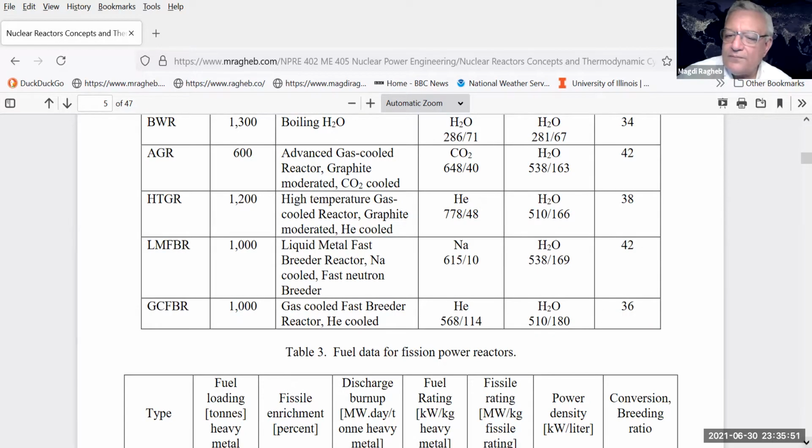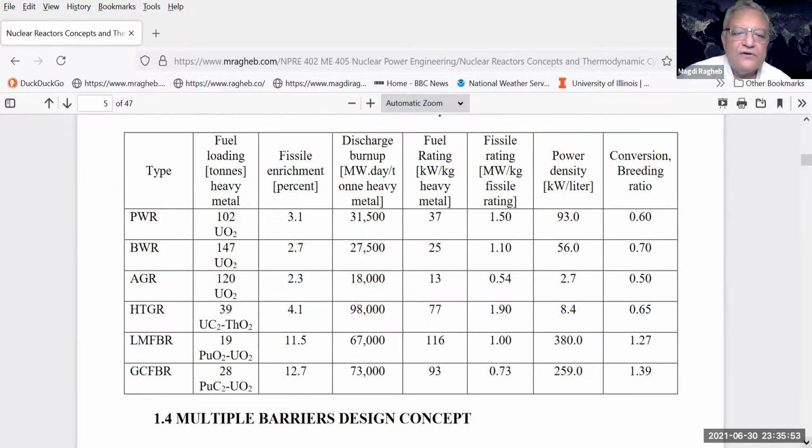What are the properties of the fuels used in those different systems here? You'll find that the fuel loading in a pressurized water reactor would be in the range of 102 metric tons. Notice here, if you use the SI system of units, we use the tonne, T-O-N-N-E-S. It is not the same as ton, T-O-N. I warn you about this.